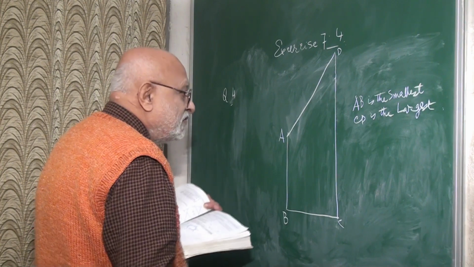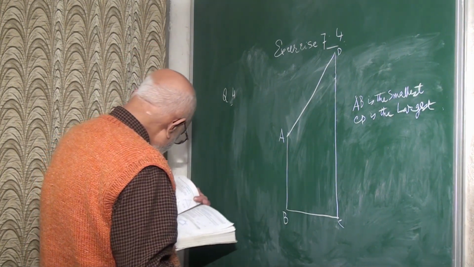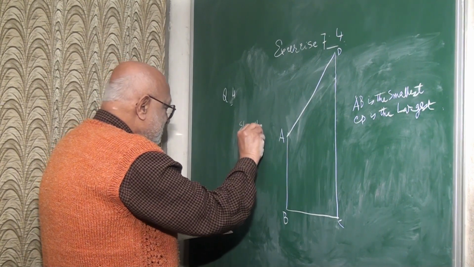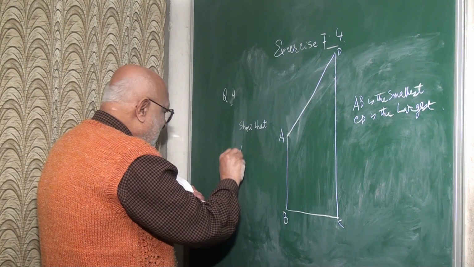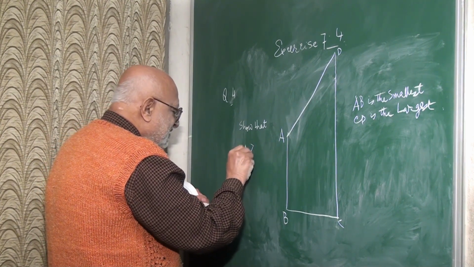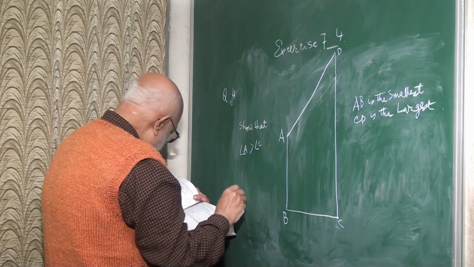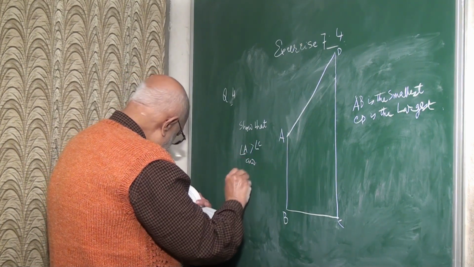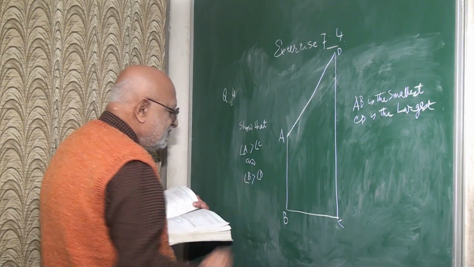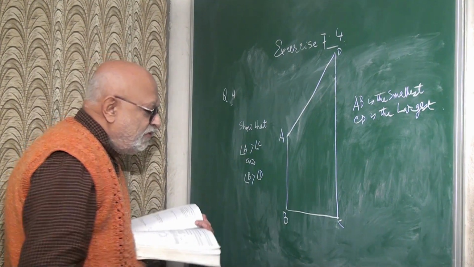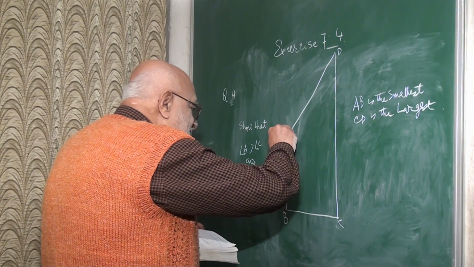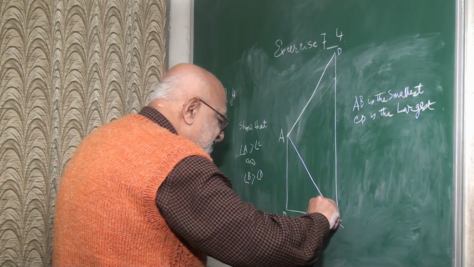Okay, what do I have to do? So this is given. And what I have to prove? Show that angle A is greater than angle C, and angle B is greater than angle D. This I have to show. So what do I do? First of all, I join A to C.